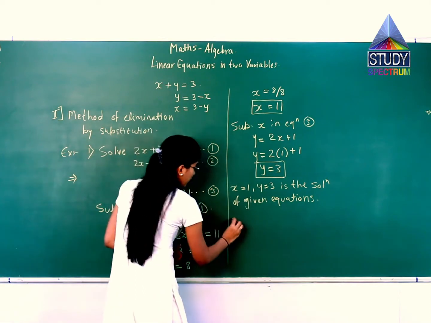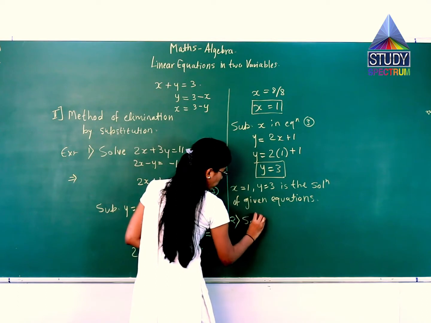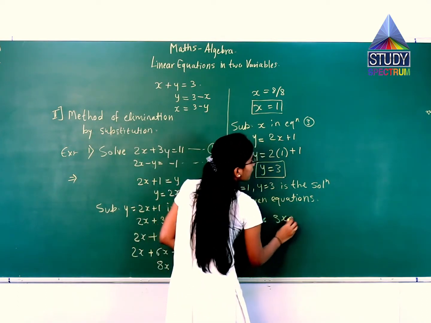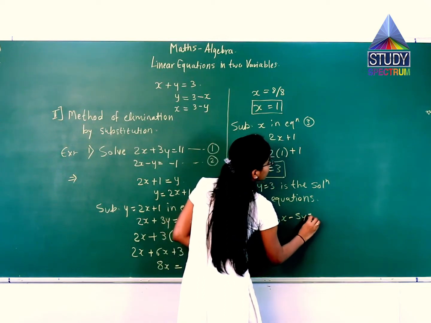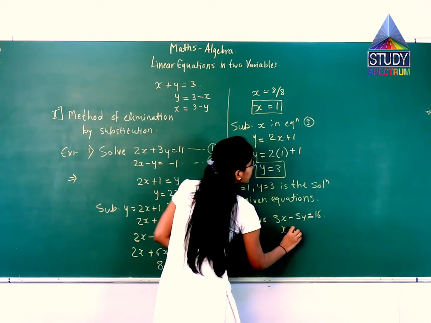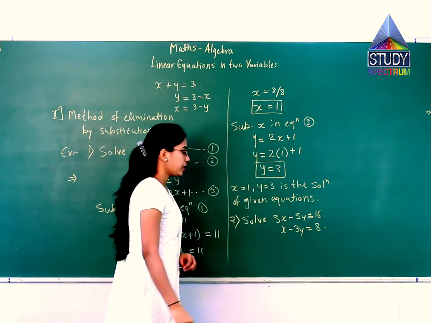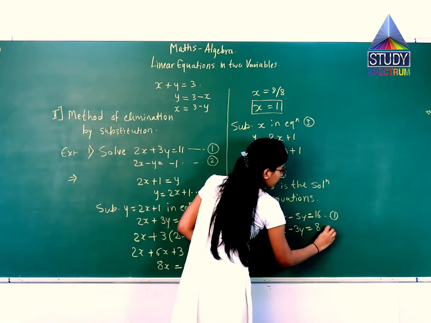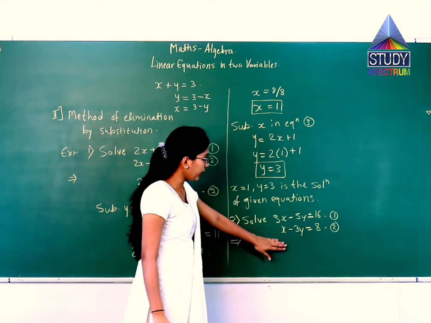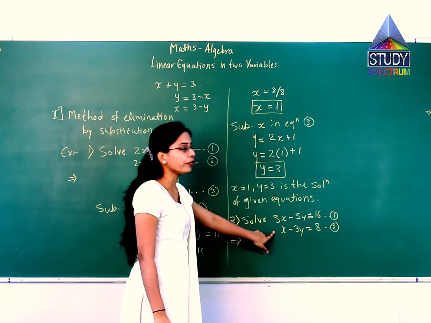Second example, suppose I will start it from here. In this also we have to solve two equations. Equations are 3x minus 5y is equal to 16, and second equation we have x minus 3y is equal to 8. Again I will name it as 1 and 2. So now you can see actually in both the equations only in the second equation x have coefficient 1.